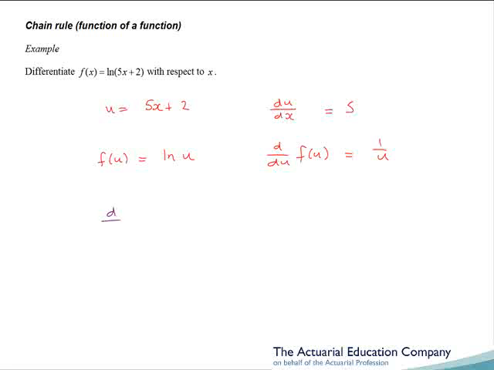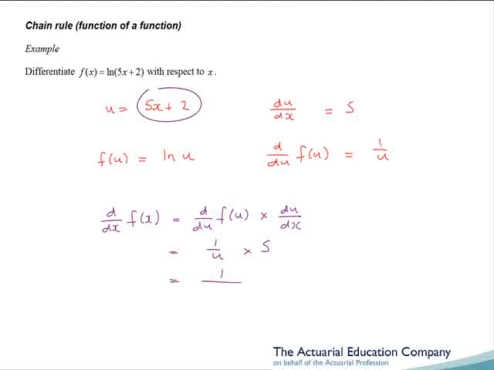So using the chain rule, d by dx of f of x will equal d by du of f of u times by du by dx. This gives us 1 over u times by 5. But u is equal to 5x plus 2, and so we get 1 over 5x plus 2 times by 5. Just like when we differentiate log of x, we do 1 over the function, and then we times by the derivative of that nested function.